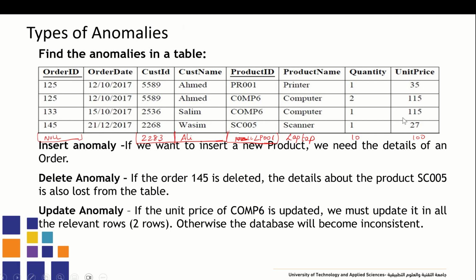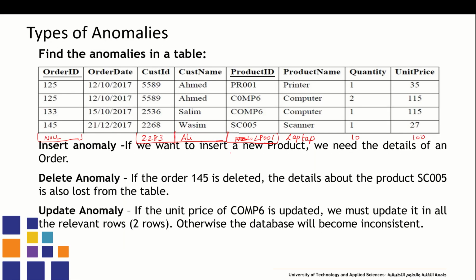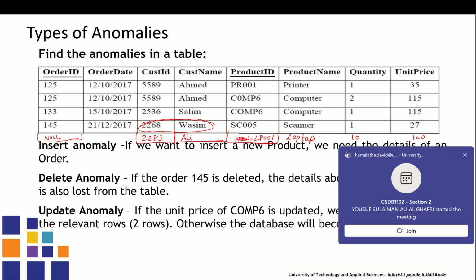Okay. So delete anomaly: if you delete a particular attribute's details, the other information is also lost. Okay, for example, let's take the same one. Suppose, for example, you want to delete Wasim. I want to delete this customer from my table. So if I delete this Wasim, what will happen?